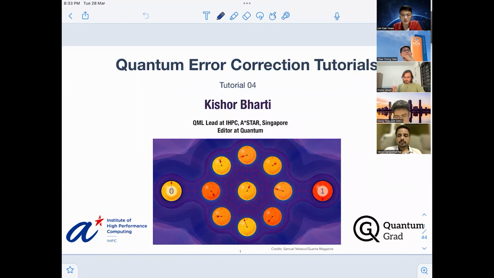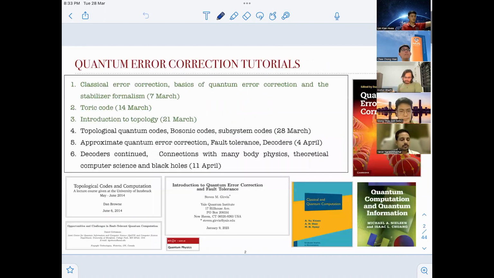Okay, nice. So thanks for coming to the fourth tutorial of this quantum error correction tutorial series. As we discussed, so far we have covered the basics of quantum error correction, classical error correction, and the stabilizer formalism. The second tutorial was about the toric code. The third one was an introduction to topology. And today we are going to talk about topological quantum codes, bosonic codes, and subsystem codes.